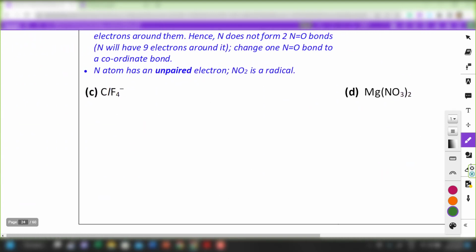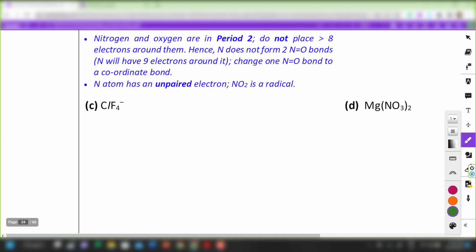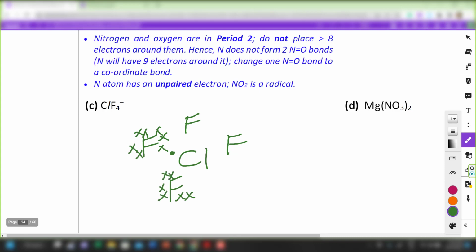Then for ClF4 minus, we'll try to do the same thing. So Cl right in the middle, and then we have F, F, F, F. Again, we just form a covalent bond first, like this, like this, like this. And remember that we have a F minus. So I'll just try to draw the rest first, and then we deal with the F minus.